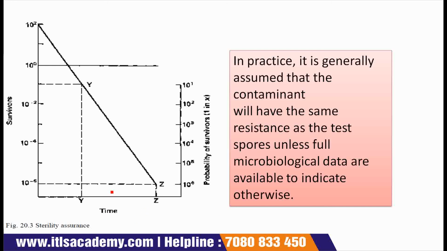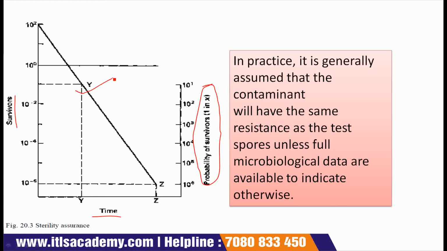Here in this diagram, you can see this diagram is showing sterility assurance. On the x-axis, time is given. On the y-axis, survivors are given. Probability of survivors, that is 1 in x, is given on this side. This is the graph.